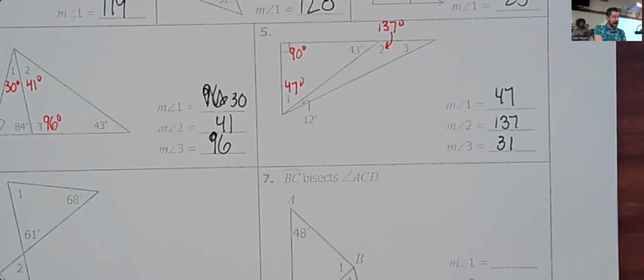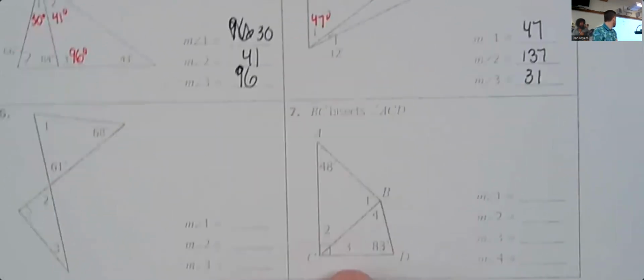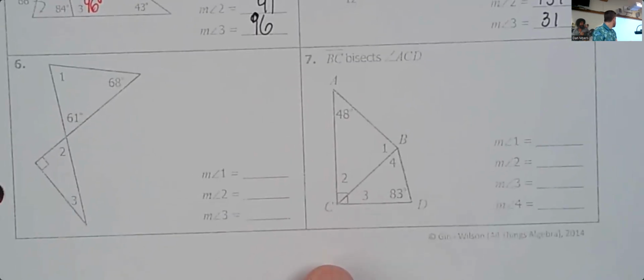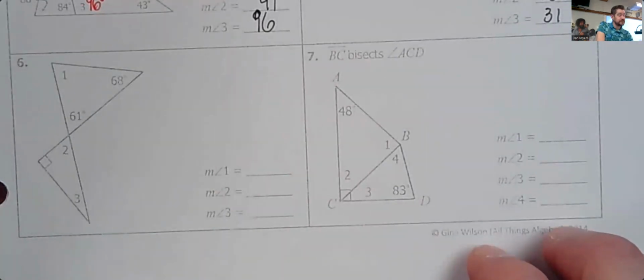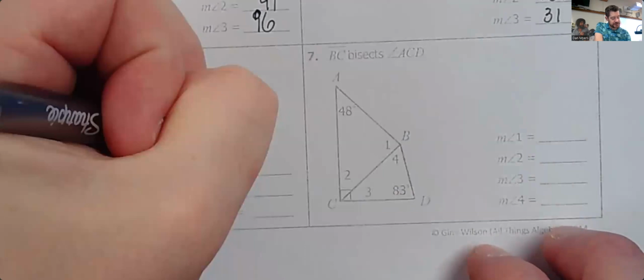All right. Number 6. Here we go. Let's keep going. Number 6. How many degrees is angle 1? Good. Angle 1, 51 degrees. All right. Angle 1 is 51.